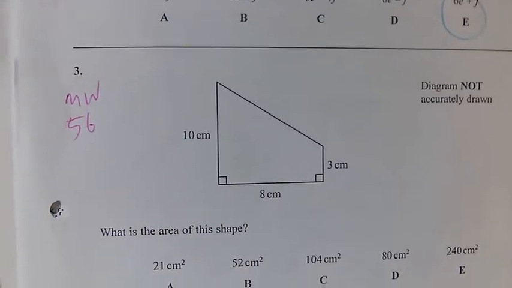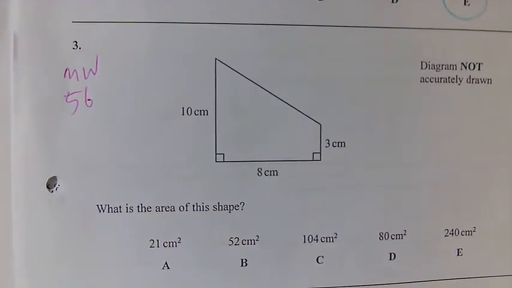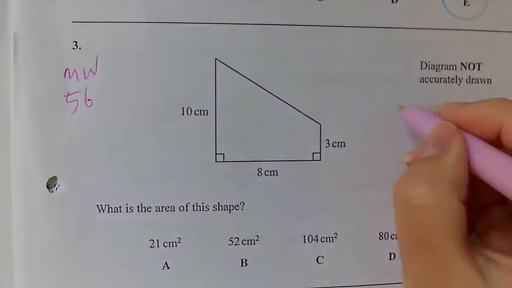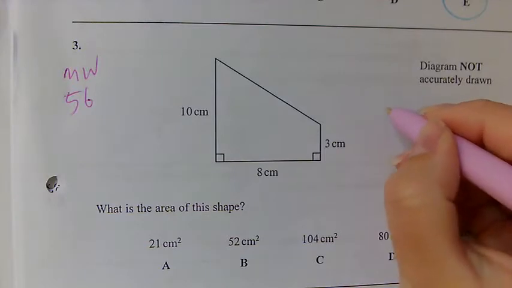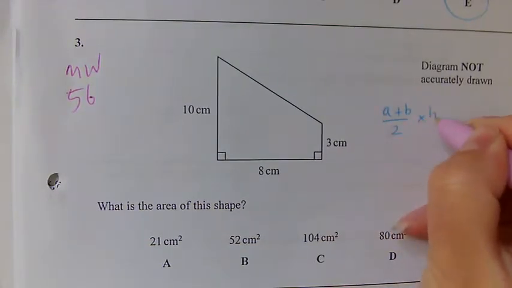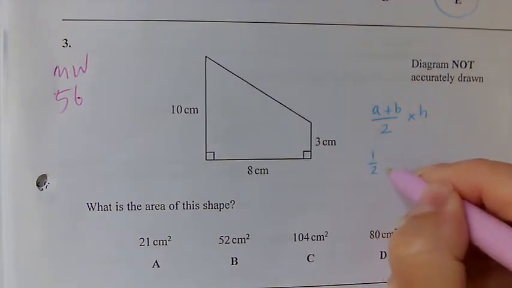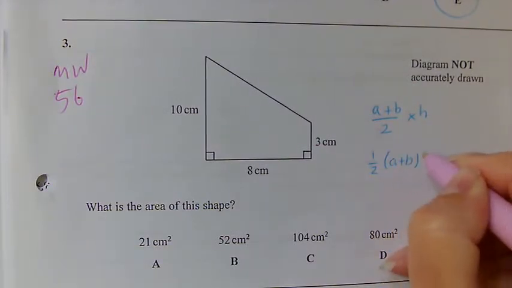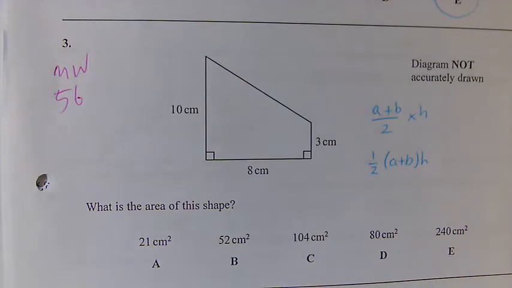Question 3. So this is a trapezium. You must learn the formula for area of trapezium. It is not given to you in the exam. So there's two different ways of remembering it. I prefer a plus b all over 2 times h. Some people I know prefer a half a plus b h. It is your choice. I don't mind which one you remember.